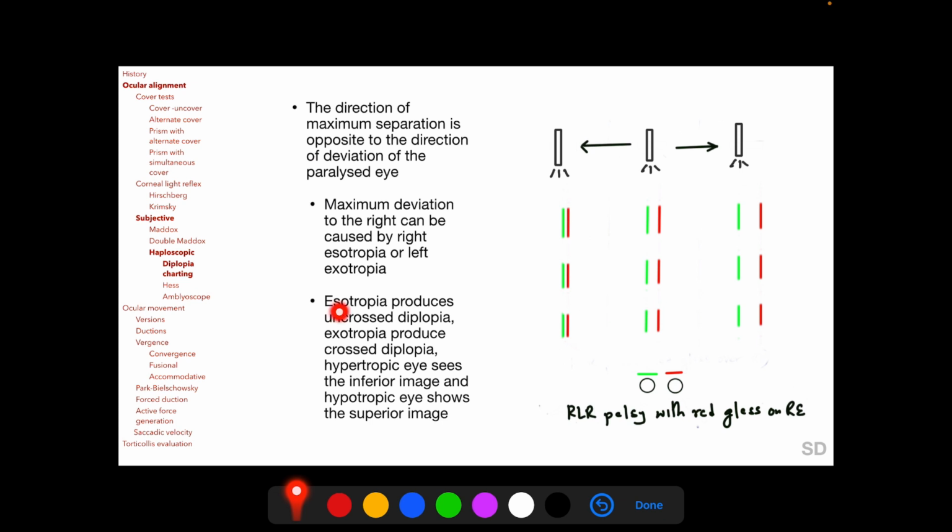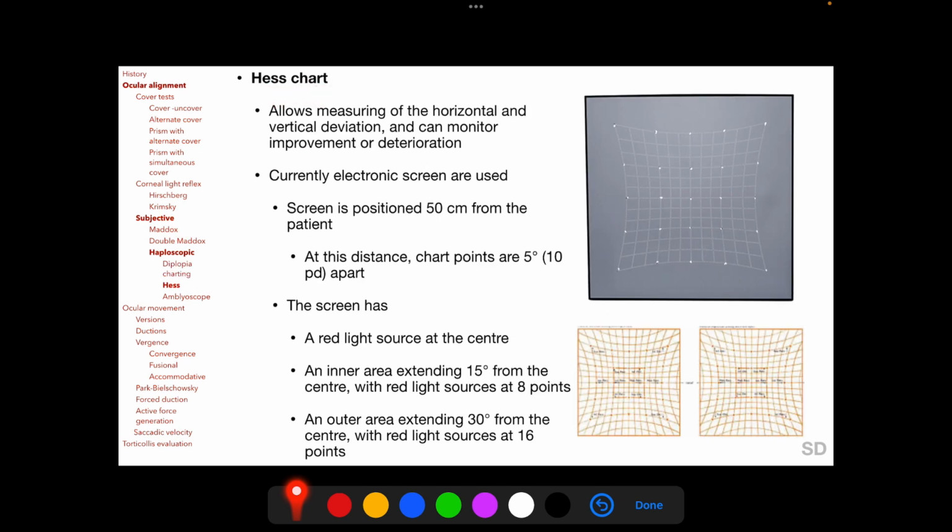In diplopia charting, esotropia produces uncrossed diplopia, exotropia produces crossed diplopia, the hypertropic eye sees the inferior image and the hypotropic eye sees the superior image, which matches with the perception through a Maddox rod. Hess chart is a haploscopic test which allows measuring of the horizontal and vertical deviations but not torsional deviations, because it uses a point source of light and not a linear source of light, and it can also monitor improvement or deterioration of deviation with passage of time.